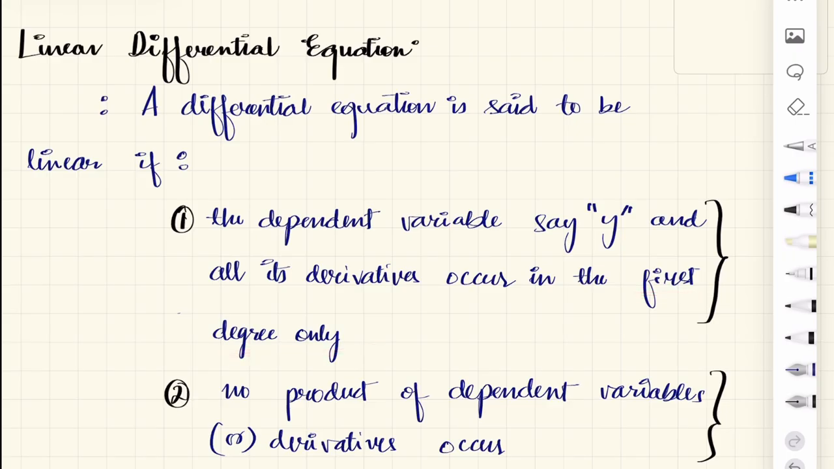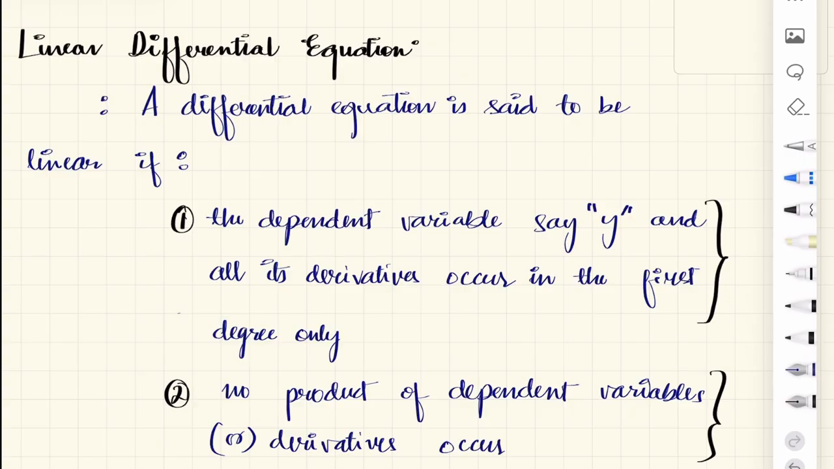And the second condition is that there should not be any product of the dependent variable, like y square, got it, or maybe (dy/dx) whole square, or any product between this derivative and the independent variable. When a differential equation satisfies these two criteria, then we can call it a linear differential equation.